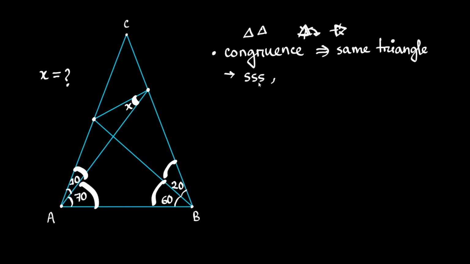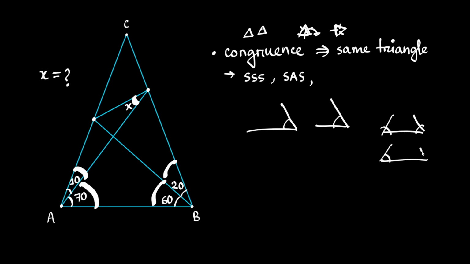There are other ways to prove congruence. There is side-angle-side, which means that if you have two sides and one angle of two triangles the same, then those two triangles are also congruent. We say that if two angles and one side are the same for two triangles, then that pair is also a pair of congruent triangles. So angle, side, angle: A for angle, S for side.